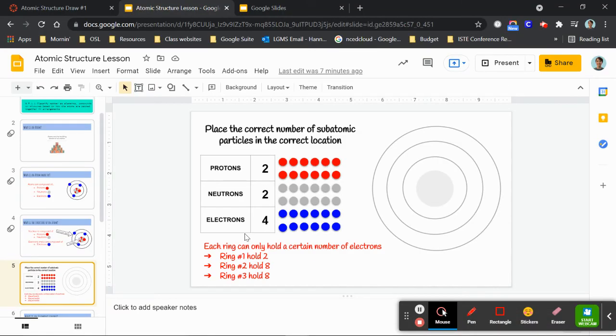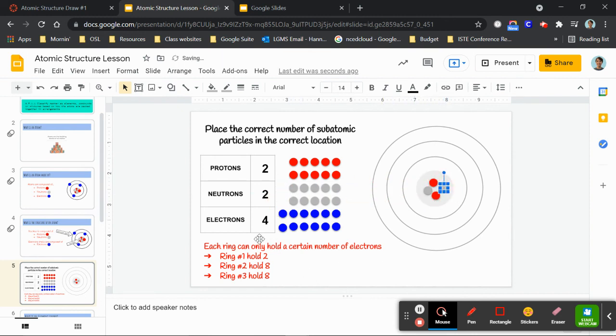Alright, so I'm going to show you this real quick. So 2 protons. So remember, protons go in the center. So I'm going to drag 2 protons here to the center. And then for neutrons, again, we know we have 2 neutrons here. We're going to drag those to the center.